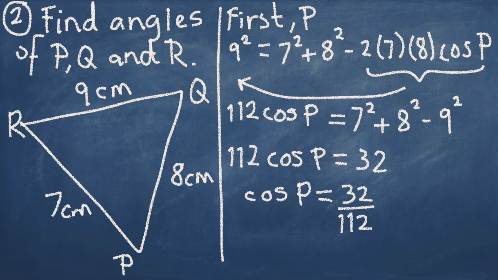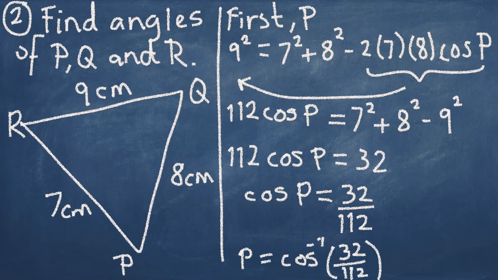Now you're going to use your calculator. If you bring the cos to the other side, it becomes cos negative 1, which is shift cos. So you use your calculator, shift cos of 32 over 112. Shift cos of that particular number gives you the answer in decimal. So for the final answer, use your calculator now. You're going to get 73.40. Again, this is in 4 significant figures.